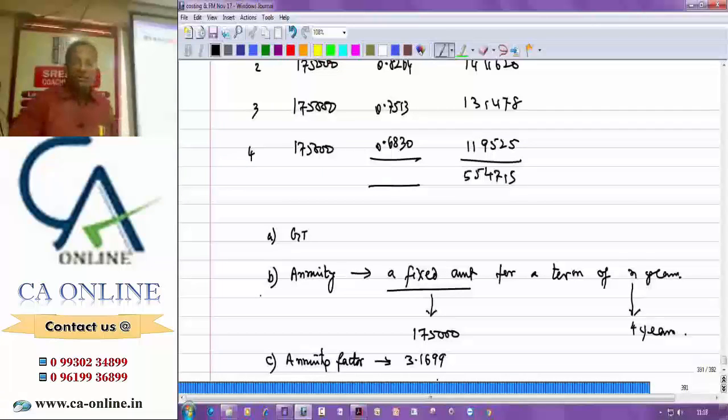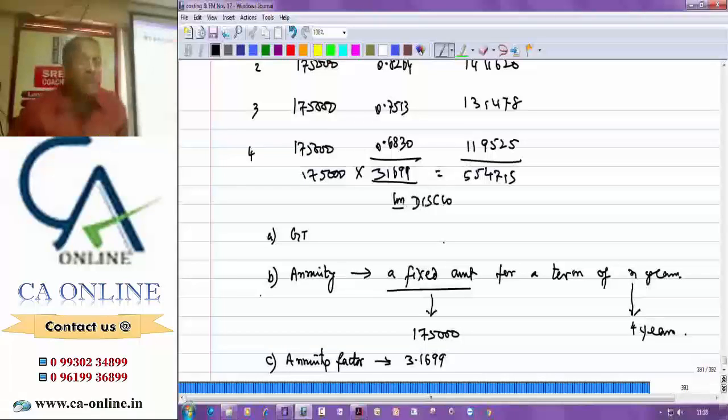Are you understanding, all of you? Now, 3.1699 multiplied by 1,75,000 should give you the number 5,54,715, less discounted cash outflow. What is this discounted cash outflow? The price that you are paying for the asset. What was the price that we have said? 4 lakhs. My benefits are greater than cost. And the difference between the two, we call that net present value. How much is that? 1,54,715.